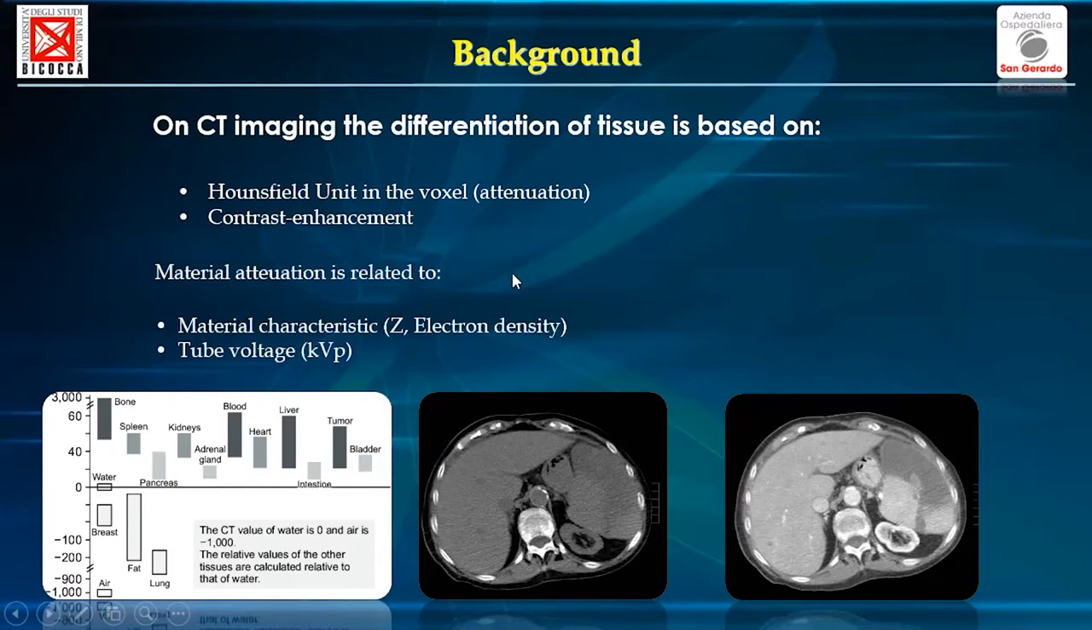But the material attenuation is related to the material characteristics, also called electron density, that could be really specific for each different tissue, and it's related to the tube voltage, so to the energetic level. And therefore, it may vary according to the different energetic level.